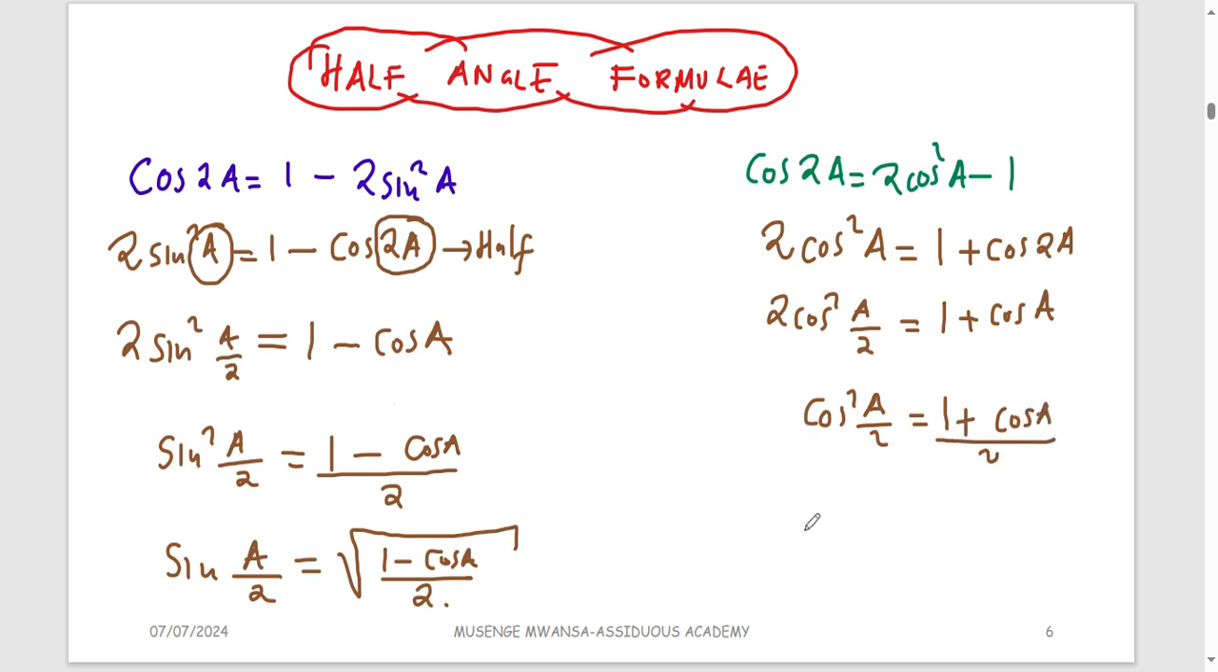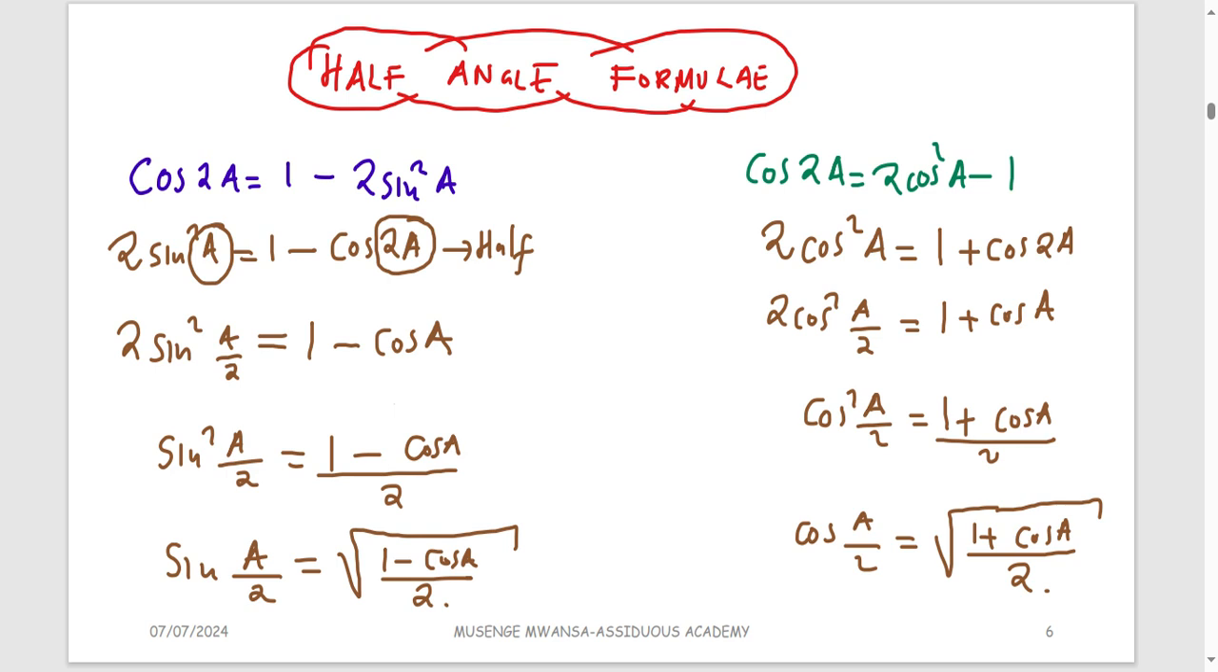And then I'll take the square root to just remain with cos. So therefore cos A over 2 is going to be the square root of 1 plus cos A divided by 2. Is there anyone who is lost? Please, never feel shy. Remember, these things are coming in the exam, and your test too. So don't feel shy.